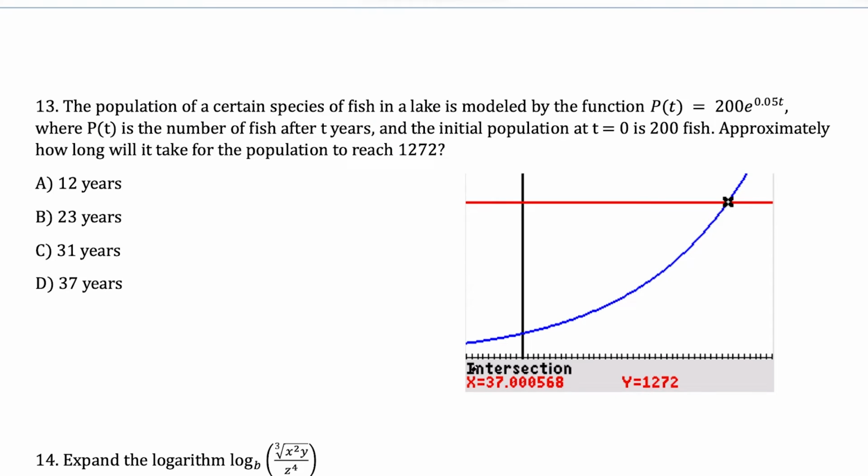Now, one thing I want to point out is that this value here is really representing the t value, which is the number of years that goes by. So after 37 years, the population of fish is going to reach 1272. So our best answer here is going to be choice D.